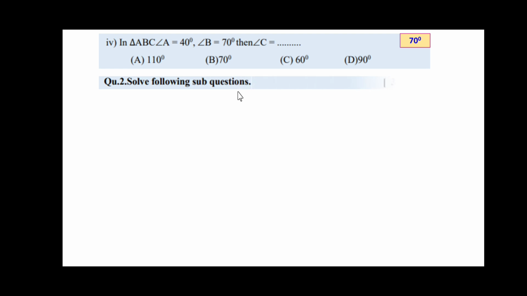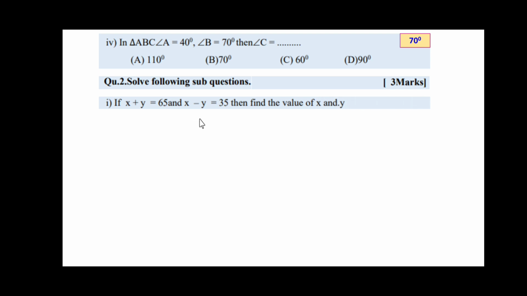Now we see question number 2, that is, solve the sub questions. 3 marks are there, 1 mark for each. Let us start with the first problem. If x plus y is equal to 65 and x minus y is equal to 35, then find the values of x and y. Friends, let us first write these two linear equations in two variables.